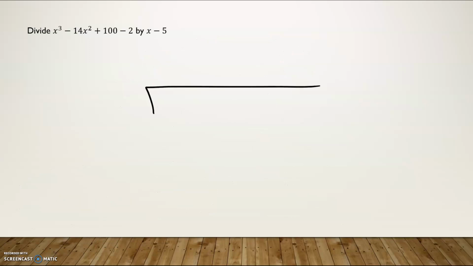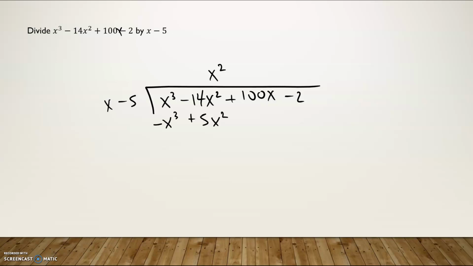Okay, now let's try this one. So we have x cubed minus 14x squared, so 3, 2, and then it goes to 100. Looks like it should be an x right there. Minus 2. 3, 2, 1, 0. Okay, that's fine. All right, make these two look the same. X squared. So that's going to be, I'm going to go a little faster on these, negative 5x squared and x cubed. Change the signs. That goes away.